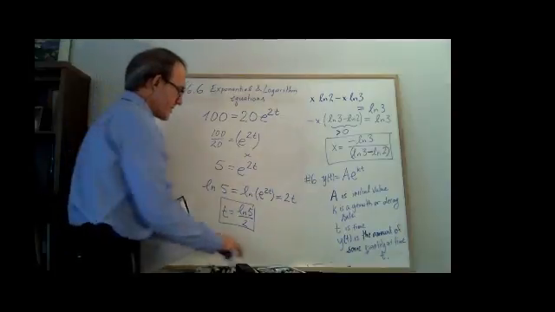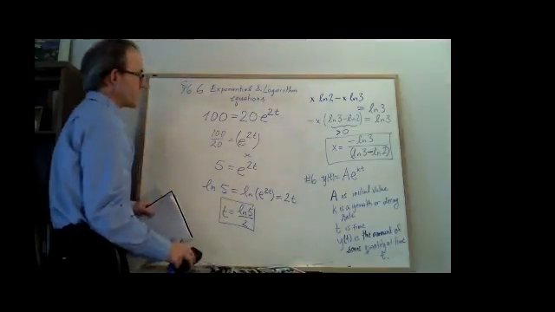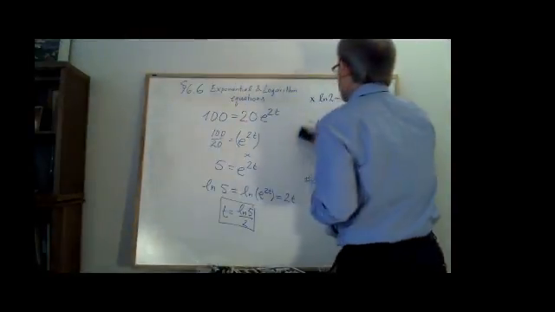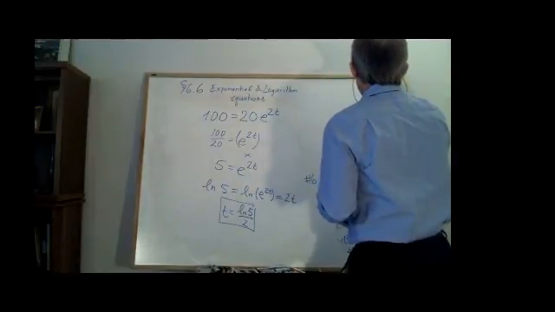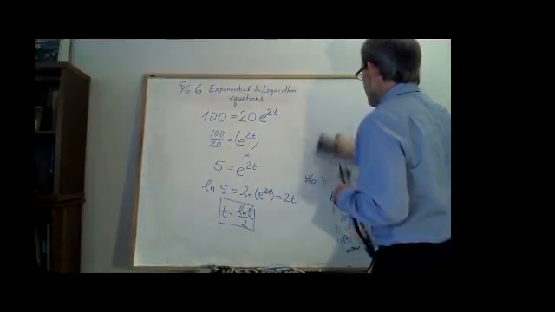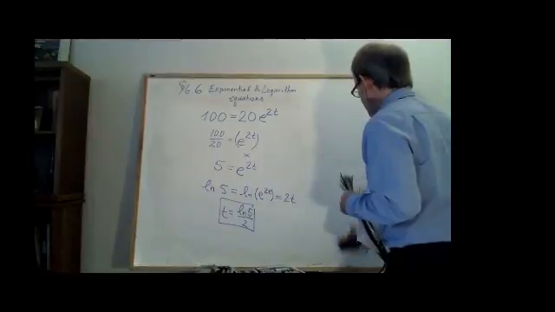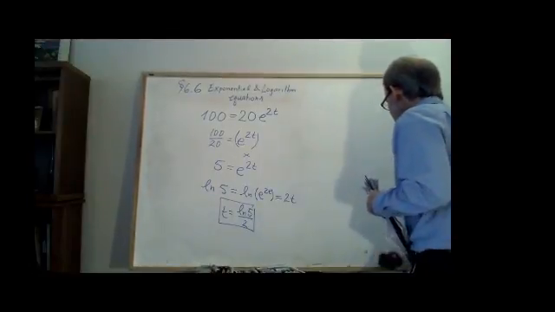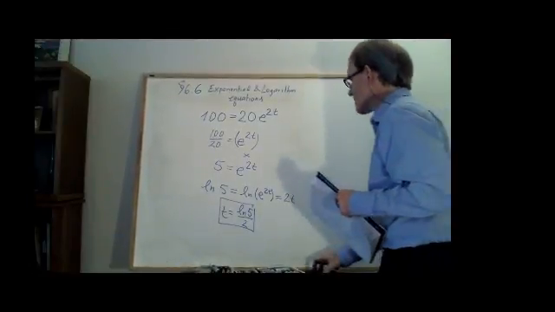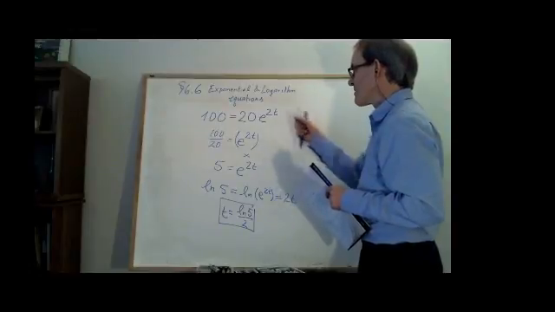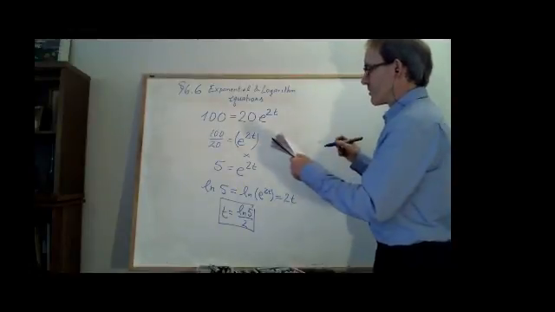All right, so that's an example of finding the time it takes for something to grow to a certain amount, given an initial amount, and given that it follows this growth rate formula.